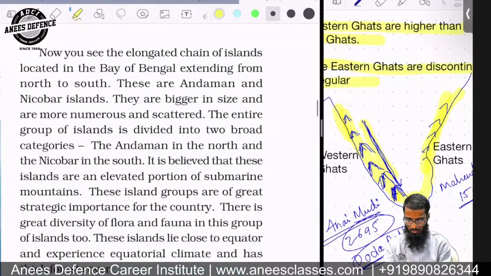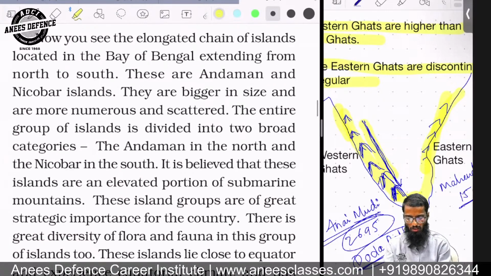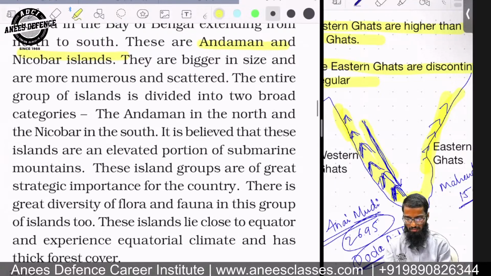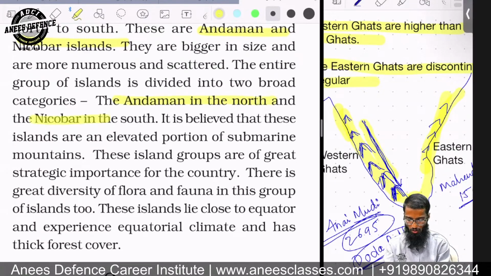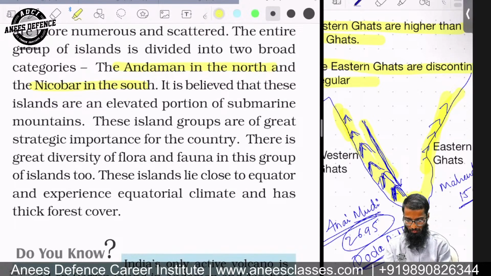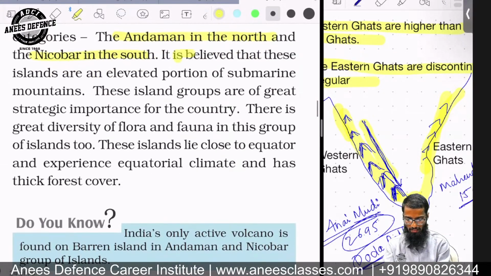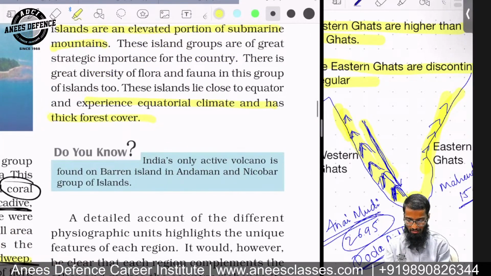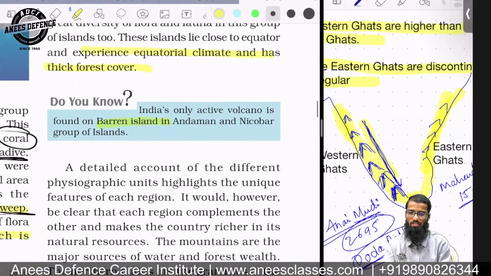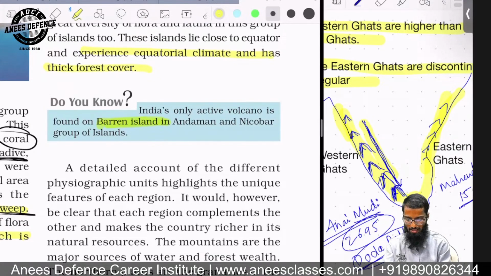Then we'll study the Andaman and Nicobar islands. They are bigger in size, numerous, and scattered. It is believed that these islands are elevated portions of submarine mountains. These island groups are of great strategic importance to the country, have thick forest cover, and experience an equatorial type of climate. India's only active volcano is in Barren Island. Remember that.